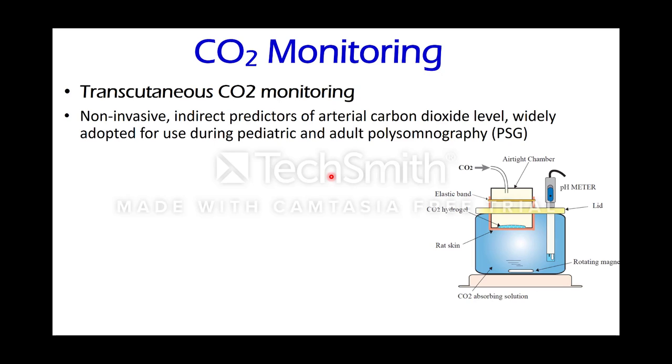Another way to monitor the CO2 is through transcutaneous measurement. It's a non-invasive, indirect predictor of the amount of CO2 in the blood, and it's increasingly used to measure CO2 as an indirect indication of good ventilation. However, there is a drawback, because the electrode produces some heat, so there might be a burn. Also, you need to change the site frequently to prevent skin breakdown, and it needs frequent calibration, and it might sometimes give false readings and many artifacts. Despite that, because it's continuous monitoring, it's a very good tool to measure the CO2 and decrease the amount of blood sampling needed to measure the arterial blood gas.